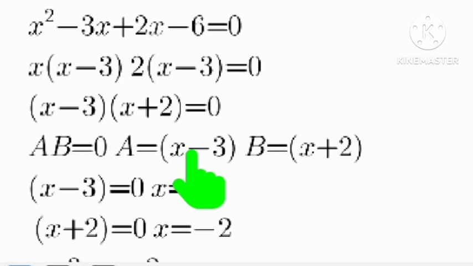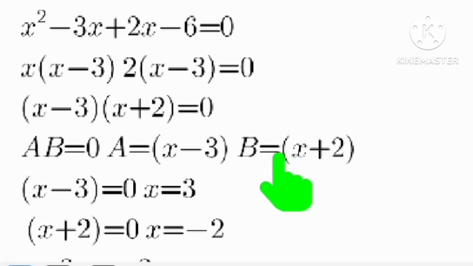So we're going to have A is the first bracket, like I've just said. B is the second bracket, as you can see here. So we are going to put A is equals to 0 separately. We open that bracket with 1. So we're going to have x minus 3 is equals to 0. Then what are we going to do? We simply solve for x by collecting like terms, or bringing 3 to the other side of the equals to sign. That gives us x is equals to 3. And that's our first answer.